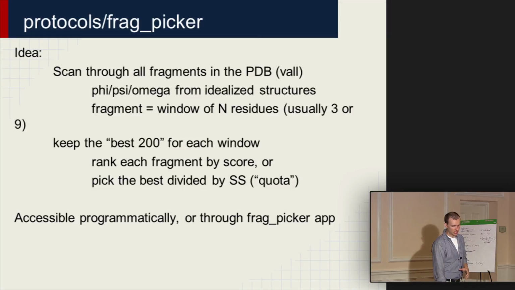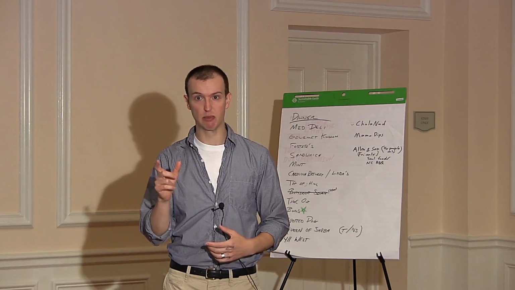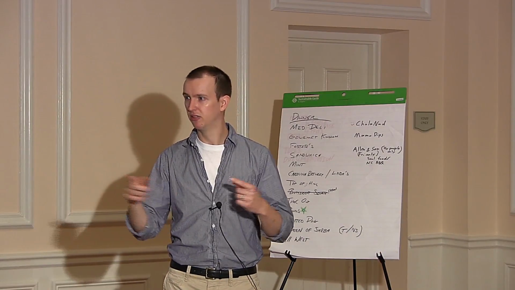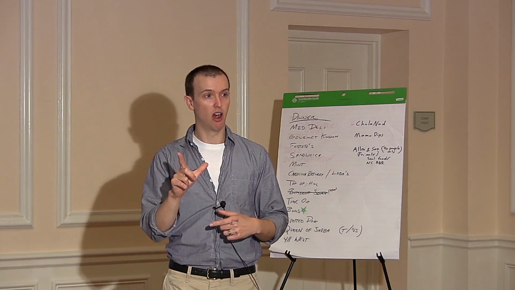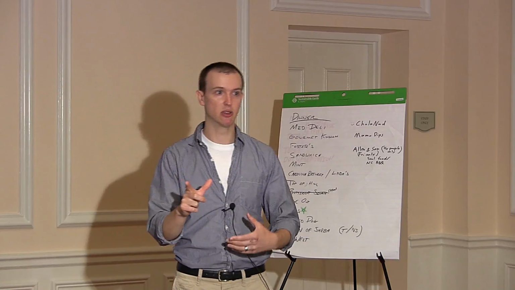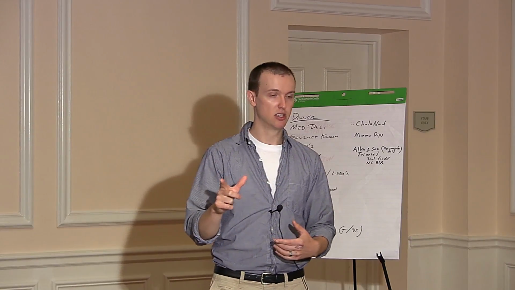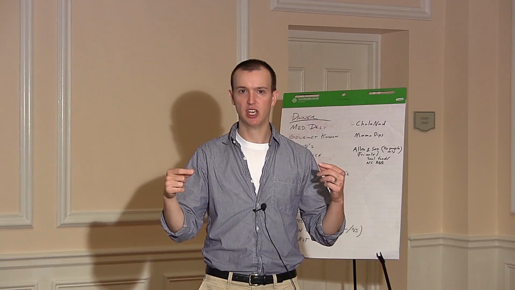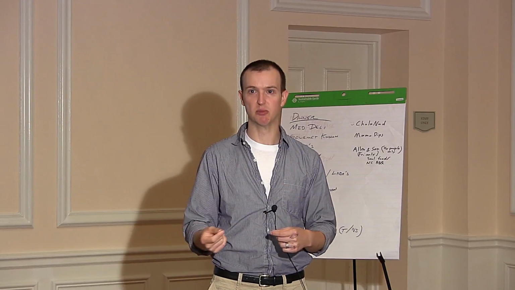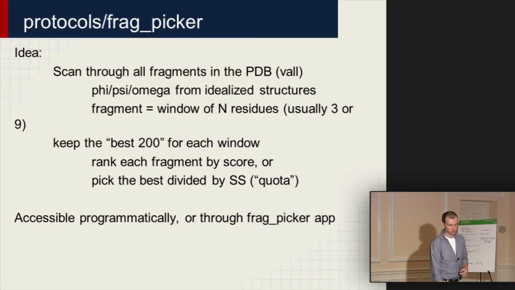Okay, so programmatically, how does it work? Well, it scans through fragments from the PDB, which we refer to as the vall, as opposed to vol. It's vall. These are phi, psi and omega values from idealized structures. We work principally in internal coordinates and principally in dihedral angles. That means that the other degrees of freedom, the bond lengths and the bond angles, are held fixed at some idealized value. So if we're going to use the dihedrals from the PDB, people have to first idealize the PDB. We change the bond lengths and angles of those structures so that they're what we expect them to be, and then we write down the resulting dihedral angles.